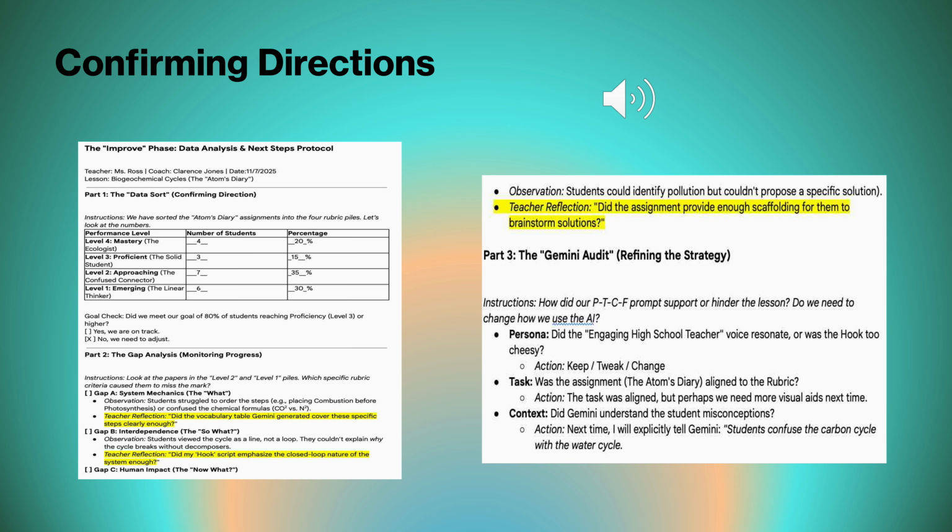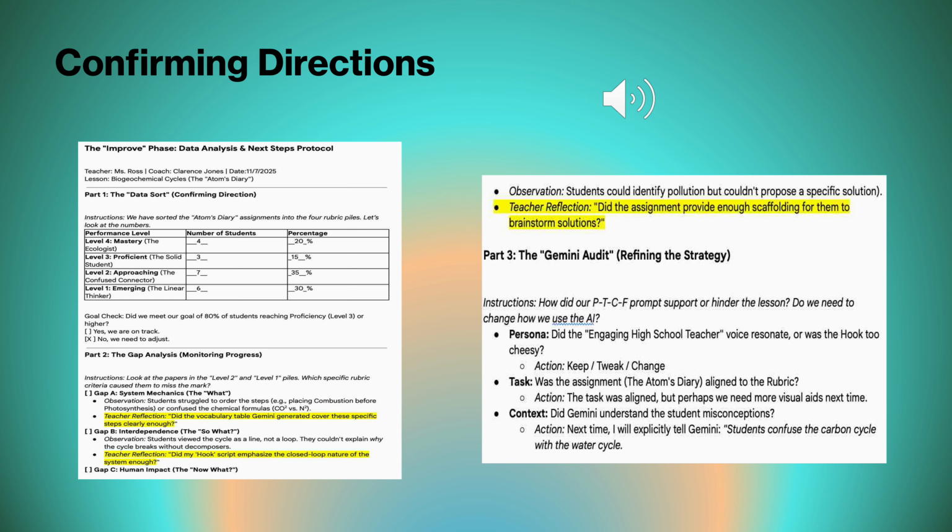You had 7 students at level 2, which is approaching, which is 35%. And you had 6 students at emerging, which is 30%. The one goal that we wanted to have in mind was to have 80% of our students reaching proficiency, level 3 or 4. And unfortunately, we only had 35% altogether.